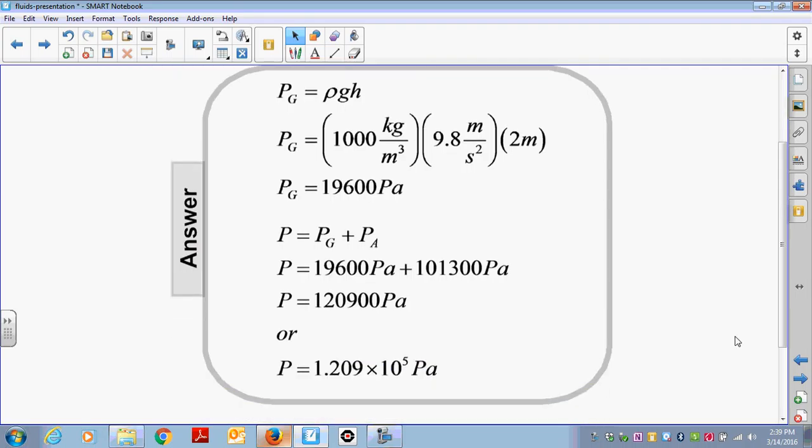We know that the gauge pressure plus the atmospheric pressure equals the absolute pressure. So we end up getting 120,900 pascals, or 1.209 times 10 to the 5 pascals.